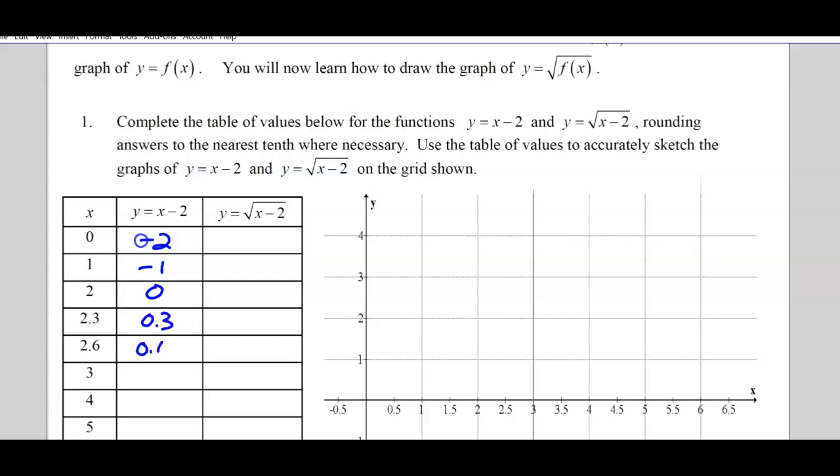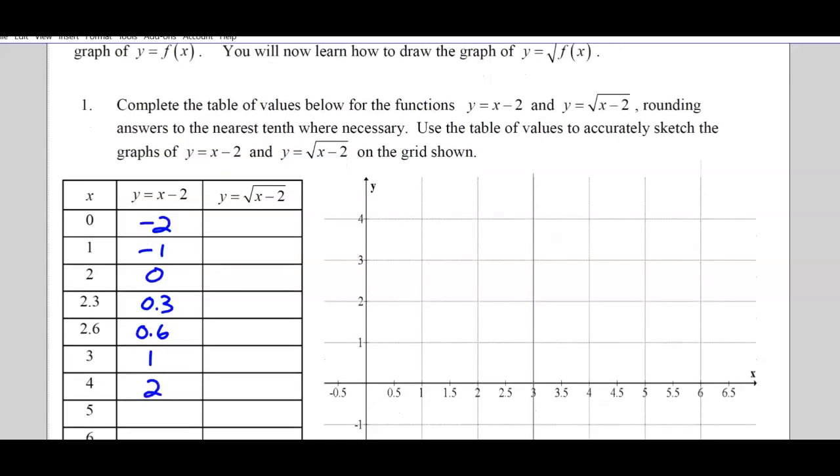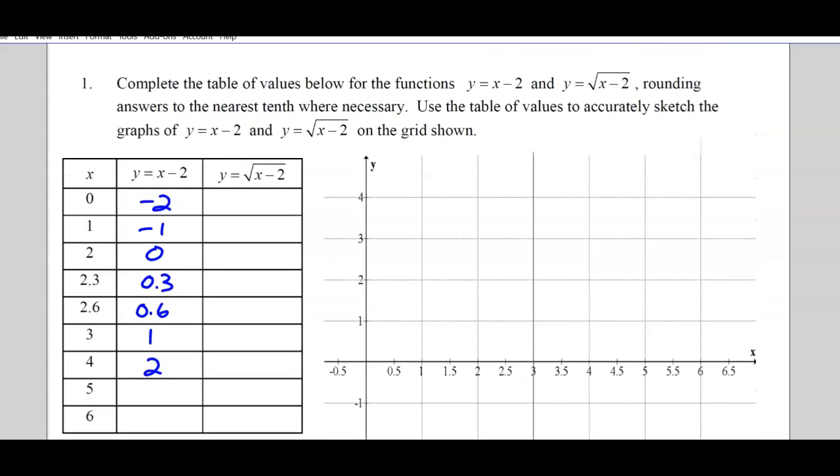0.3, 0.6, 1, 2, 3. Okay. Now what happens when you take the square root? So this is now your radicand. So we're looking really at taking the square root of the second column here. Well, can you take the square root of negative 2? No. Negative 1? No. We're dealing with a real number system. You can't. Square root of 0 is 0.